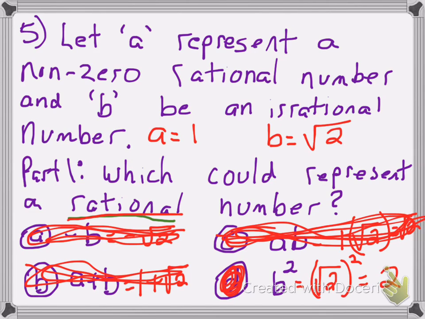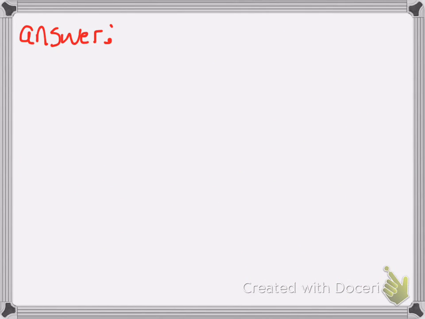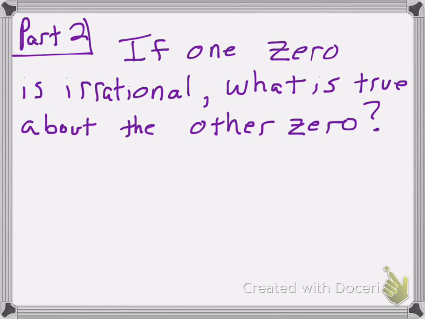Alright, so time is of the essence. Let's keep going forward here. I meant to put the answer there, but okay. Here's part 2 of this question. If one zero is irrational, what is true about the other zero? This is the one that's almost as bad as the first question that we went over in this video.